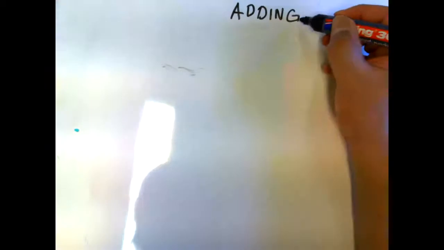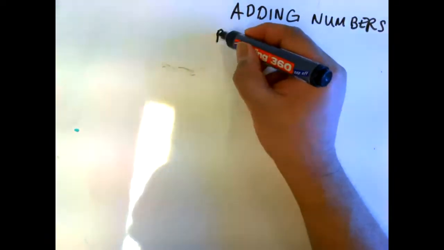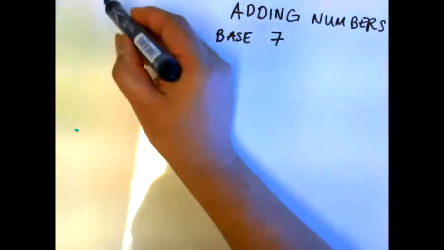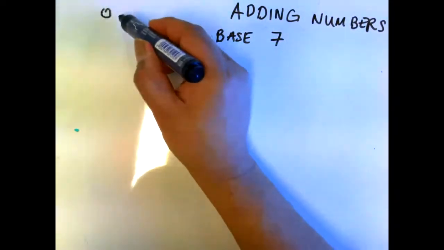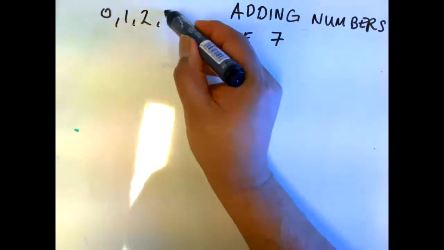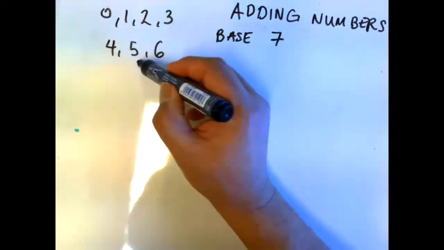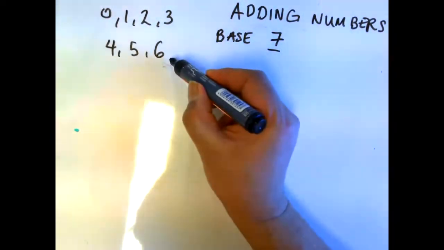Okay, let's continue with our series of lectures about number systems. Today we're going to add numbers within the base 7 counting system. Now, in base 7, we normally use only how many symbols? 7 symbols, and they are 0, 1, 2, 3, 4, 5, and 6. That is 7 symbols, and there's no 7 symbol in here.